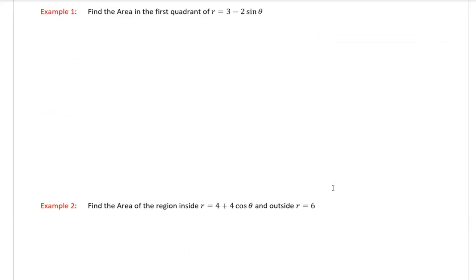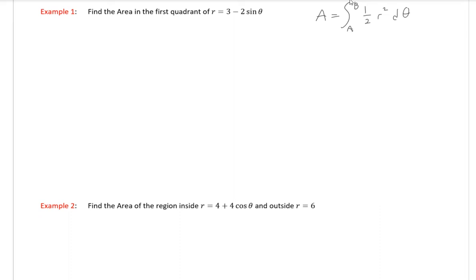Alright, so again, what we're going to do is find the area in the first quadrant here of r equals 3 minus 2 sine theta. So a couple things. First, I'm going to have the formula for area written out, because particularly if it's something that's new to us, we always want to write out the new formula. That is, A equals the integral from a to b of 1/2 r squared d theta. So this new equation. And the other thing I want to do is graph this to get an idea of what this looks like.